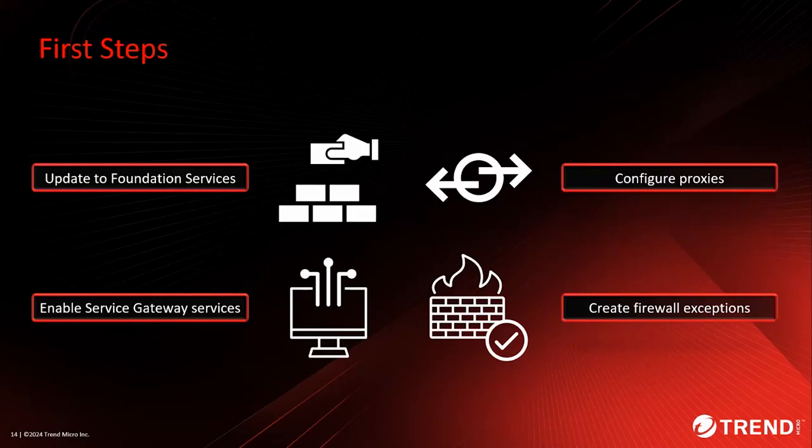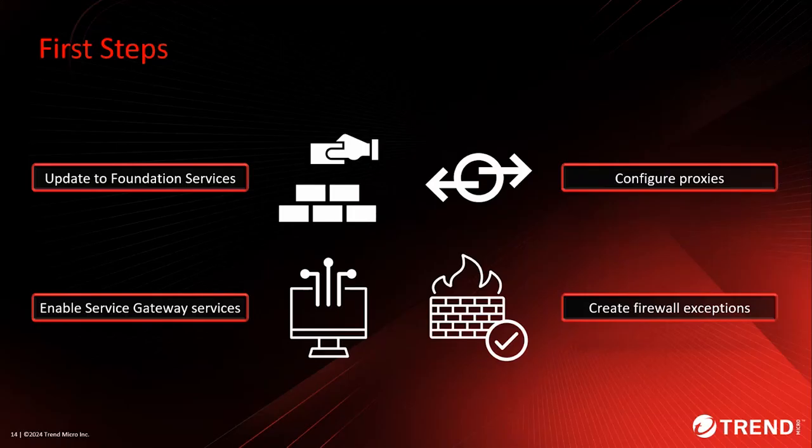If you're not using the service gateway, you'll need to configure proxies manually. This setup ensures that all desktops and servers in your network can communicate securely with Vision One. Proper proxy configuration is essential for maintaining uninterrupted access and functionality.